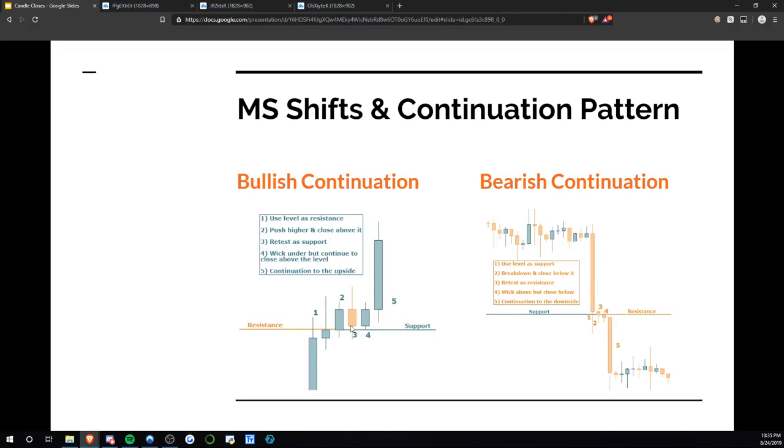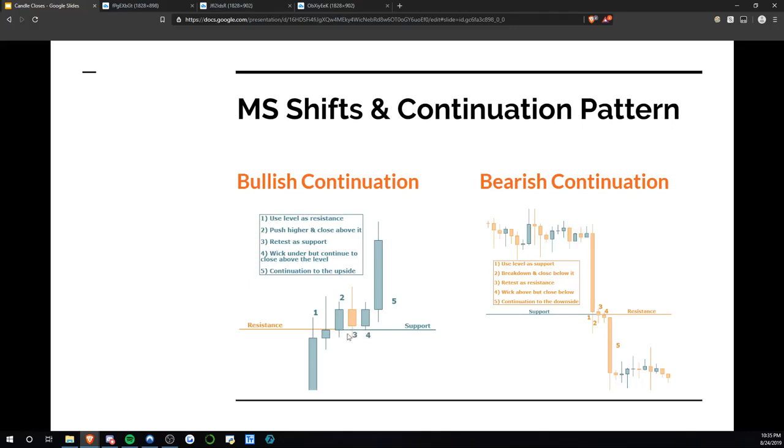And then as you can see on 3 down here, it retests that support, wicks under, but holds it and closes above that. And then we get continuation to the upside. I kind of put 3 and 4 as 2 different things, but really it's right here.